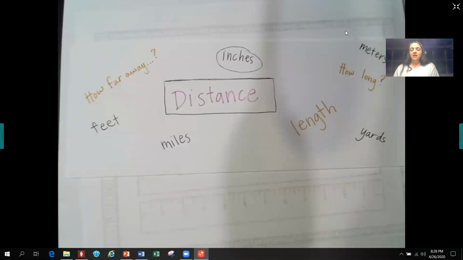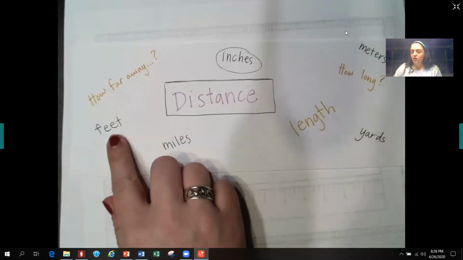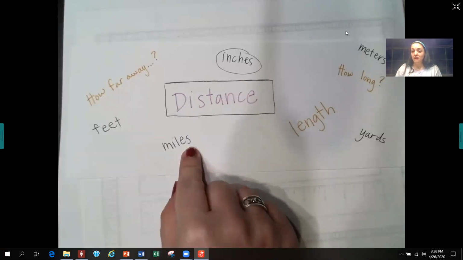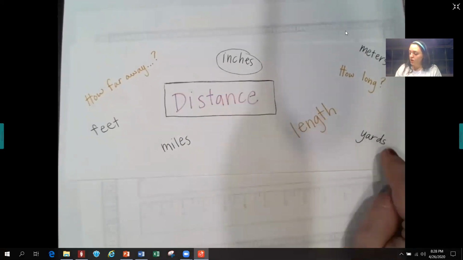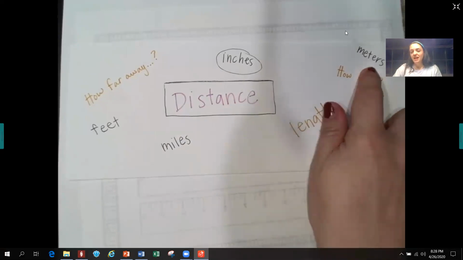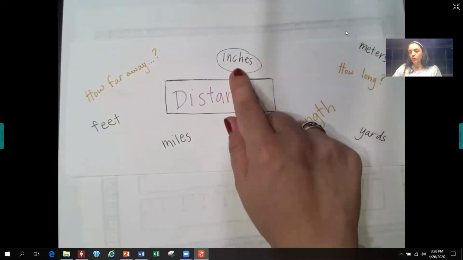Today for math, we're going to be continuing to talk about measurement. Instead of measuring mass and volume like we did last week, we're going to start learning how we can measure distance or length. How long is my pencil? How far away am I from my front door? Those are distance questions. So we can measure distance with feet, miles if something's really far away. We can measure distance with inches and yards and meters. But today our focus is going to be with inches.